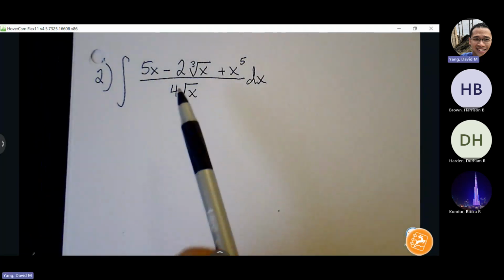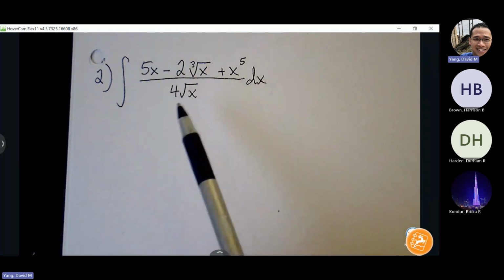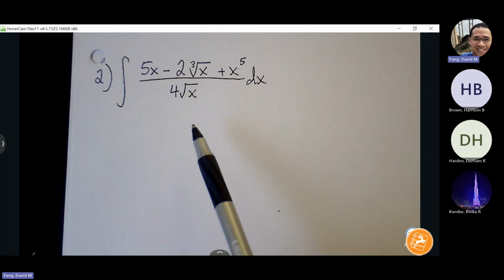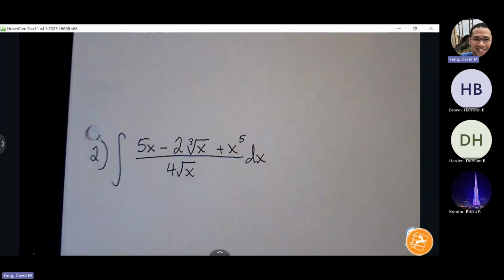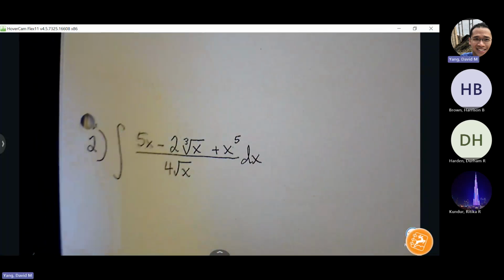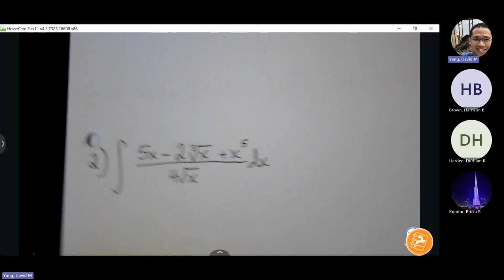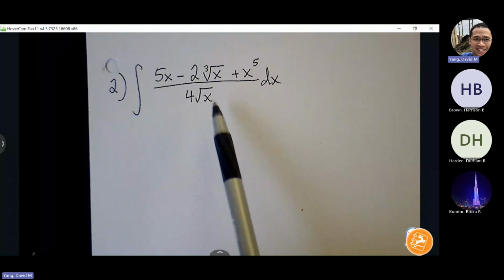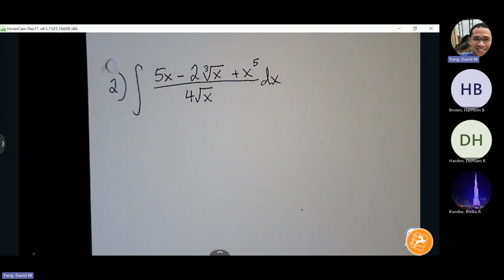Okay, so we talked about how there is no quotient rule for antiderivatives. We're going to split up into individual fractions and then clean them up and then just treat them like 3 problems rather than one extended problem that's hard to work with. So let's start off by splitting them up into individual fractions.